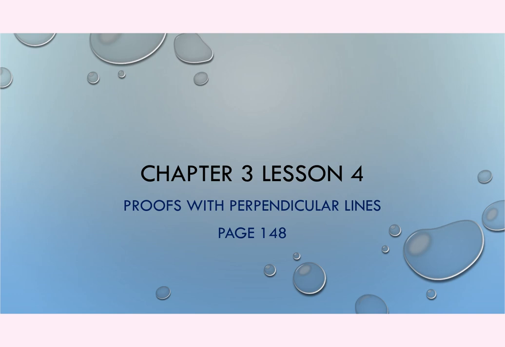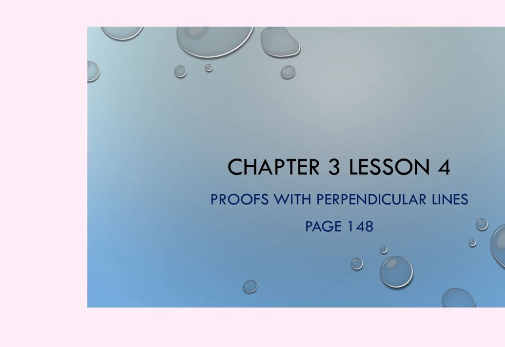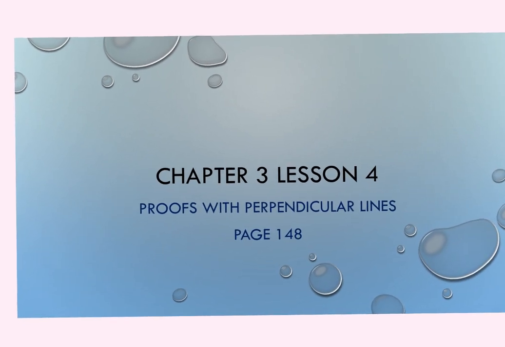This video is going to take you through chapter 3, sections 4 and 5, which is going to cover things like perpendicular lines and then graphs of lines and slope. So we start with 3-4, which is called proofs with perpendicular lines. Obviously, a good indication that we're going to be trying to prove things about perpendicular lines.